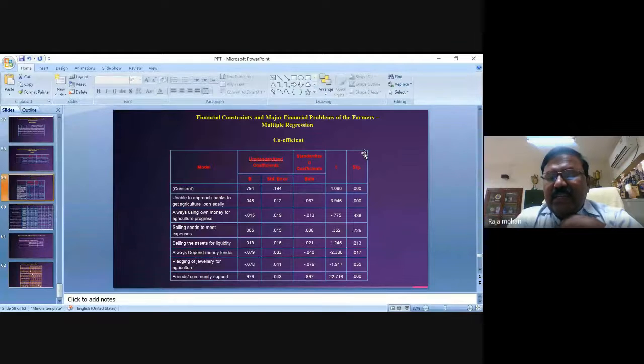Compare this, you can see here: this is significant, this is significant, this is not significant, this is not significant. Yes, here you can compare this with the beta value, and you can interpret.